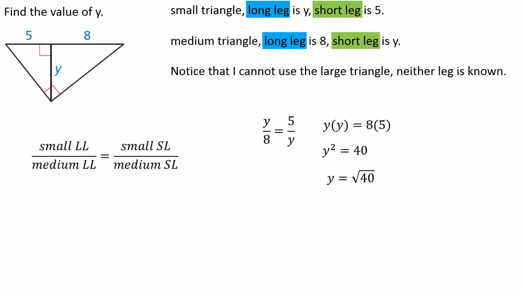Well, I don't want to just grab a calculator. Let's try to do this one exactly. 4 times 10 makes 40. I can take the square root of 4. I get 2 root 10. Interesting. I wonder what is going on here. y times y made y squared.